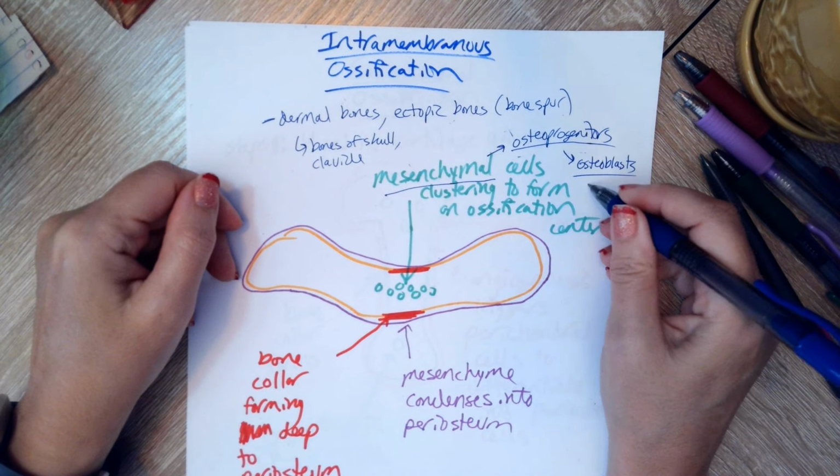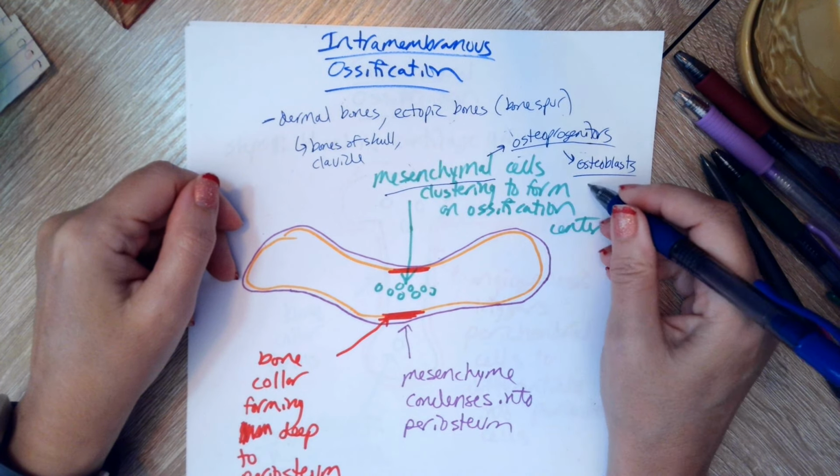So remember that every time you see osteoprogenitors moving in someplace or becoming active, that means they're going to be turning into osteoblasts, building bone, and turning into osteocytes. You're doing that whole construction of bone process every time you see these osteoprogenitors or the mesenchymal cells, however you want to call them.